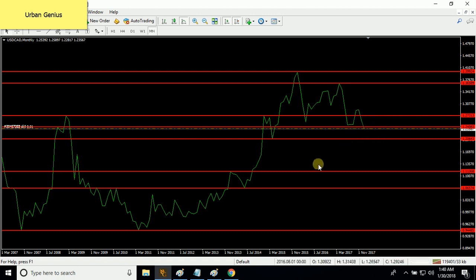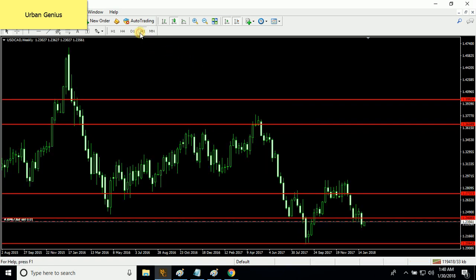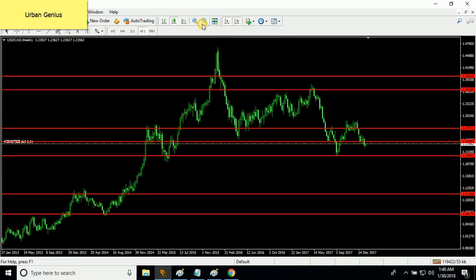Alright, now looking at this monthly, let's go to our candles. And that is how we have mapped out and gotten the blueprint for our trade analysis today. Okay, now from here, what you want to do is bump down to your weekly. Now you can zoom out just a tad bit here so you can kind of see the structure.